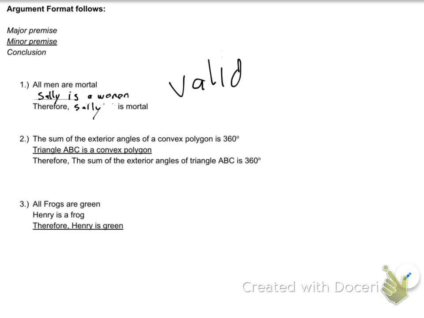Invalid. Why is this an invalid argument now? Because Sally is a woman. Sally is a woman, therefore, Sally is mortal. Do we know anything about women in this particular world? No. So therefore, she could be mortal, right? But she also could be immortal. So it doesn't state anything about that group. So if I change it to this, that's an invalid argument. Yeah. Okay.